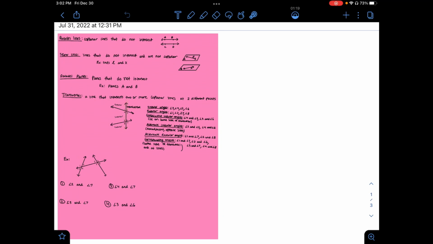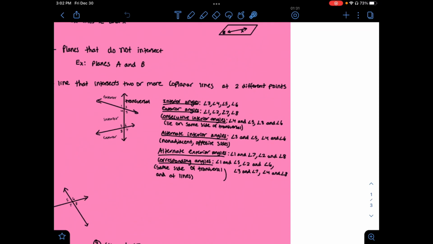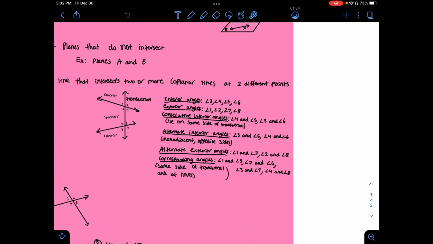And since there's only two lines that it intersects, it creates 8 angles. And since we know it's a transversal, it has to intersect at two different points. So here's a point here and here's a point there. Okay, so let's look at these. I've numbered the angles 1 through 8 so we can discuss what type of angles are which.